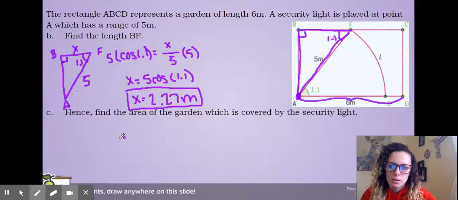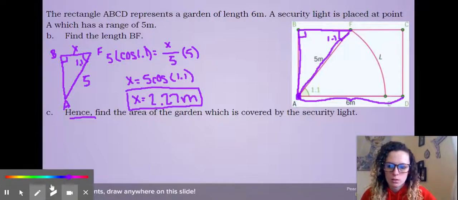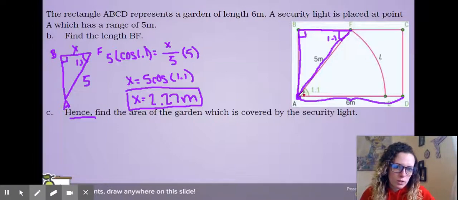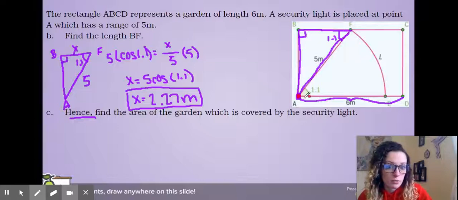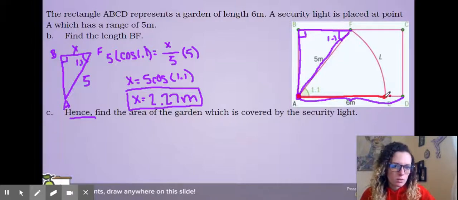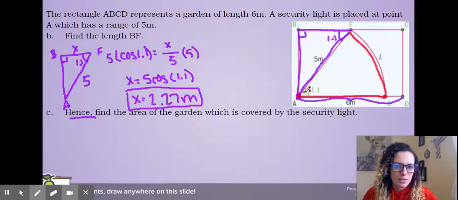And in part C, hence, meaning you just found something that will be useful, find the area of the garden which is covered by the security light. Covered by the security light. We know that the security light is placed down here at A, and it has the radius of 5 meters. So that tells me that it goes to here. It sweeps the lawn for the sector, so I'll have to find the area of the sector.